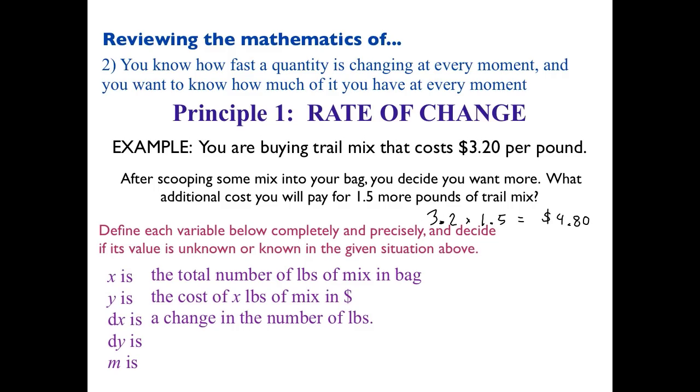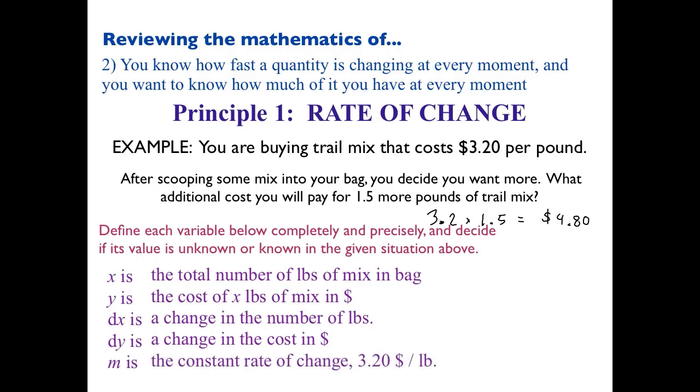DY then is the change in cost. And I'm using M to mean what? That's kind of a conventional use. Yeah, that's the price per pound, that's our rate of change. In this case, it's a constant rate of change, right? It doesn't matter how many pounds are in your bag. It's always $3.20 per pound.